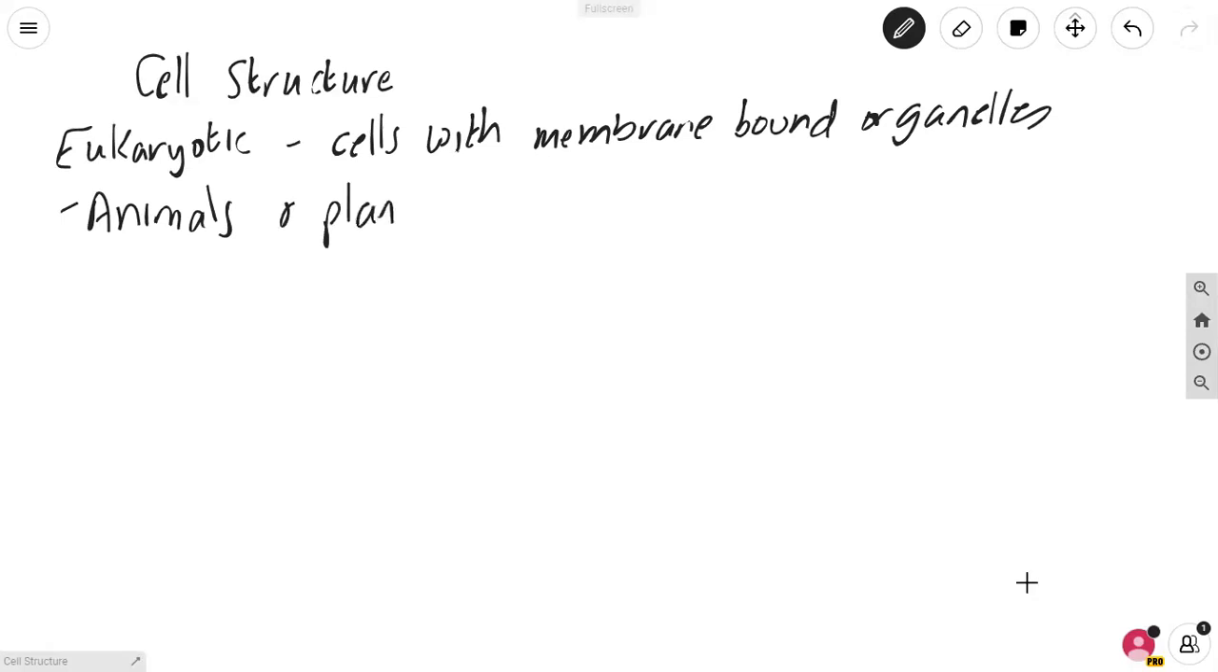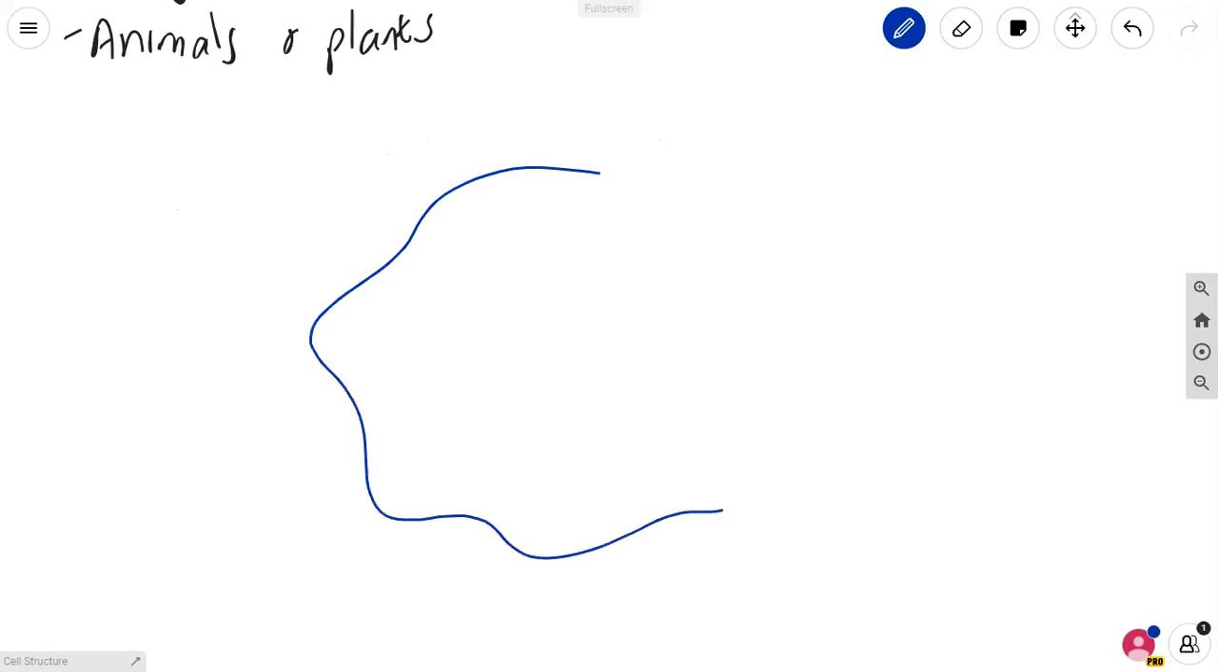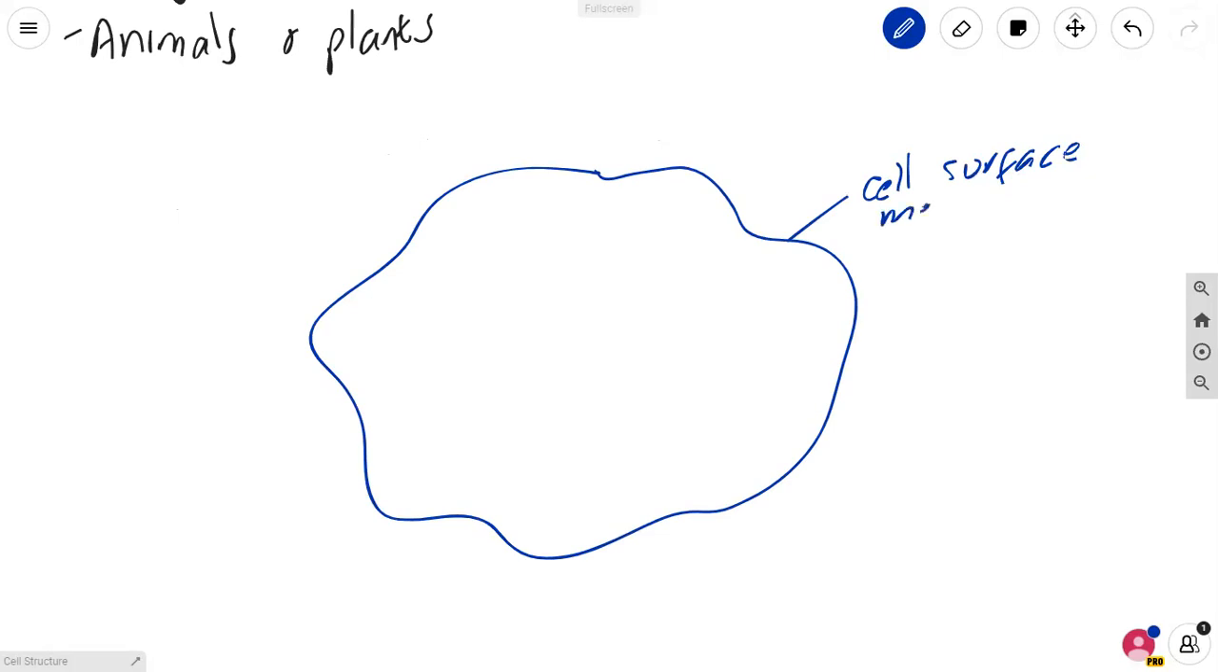So, if we first of all look at the structure of an animal cell, I'll draw a rough picture. So starting from the outside, we have the cell surface membrane. I've called it the cell surface membrane to distinguish it from other membranes within the cell. You can also call it the plasma membrane. And we should know from GCSE that it controls what enters and leaves the cell.